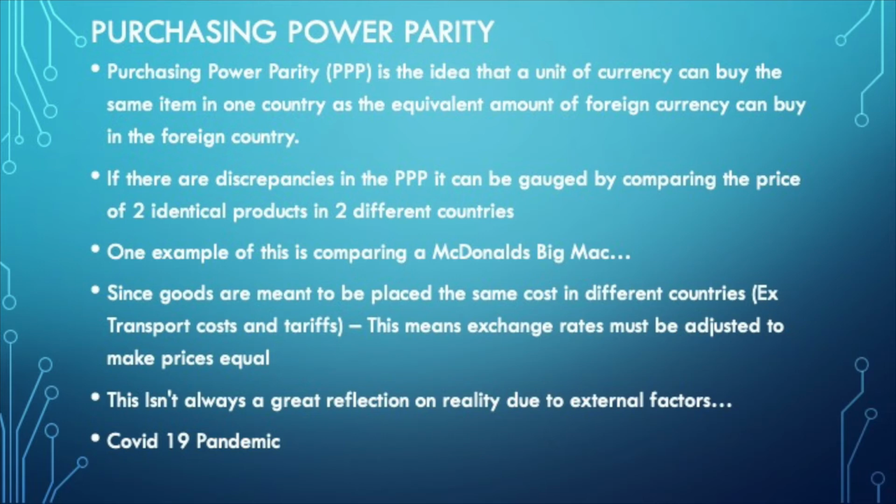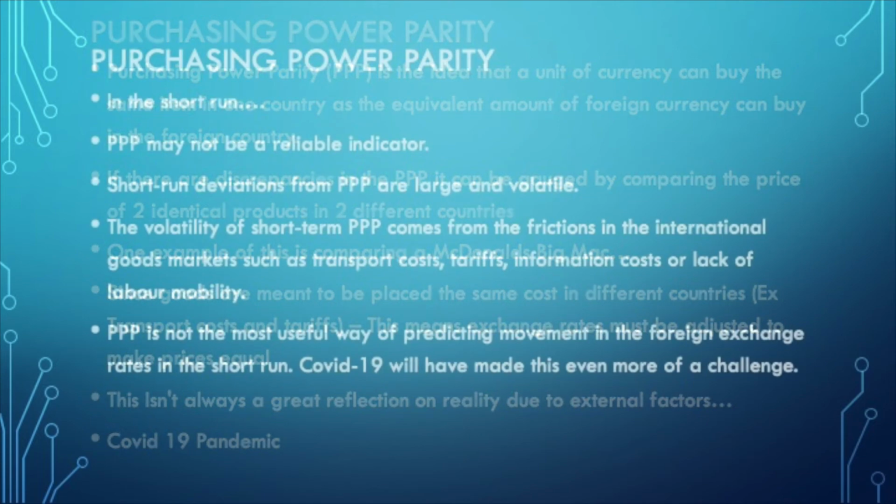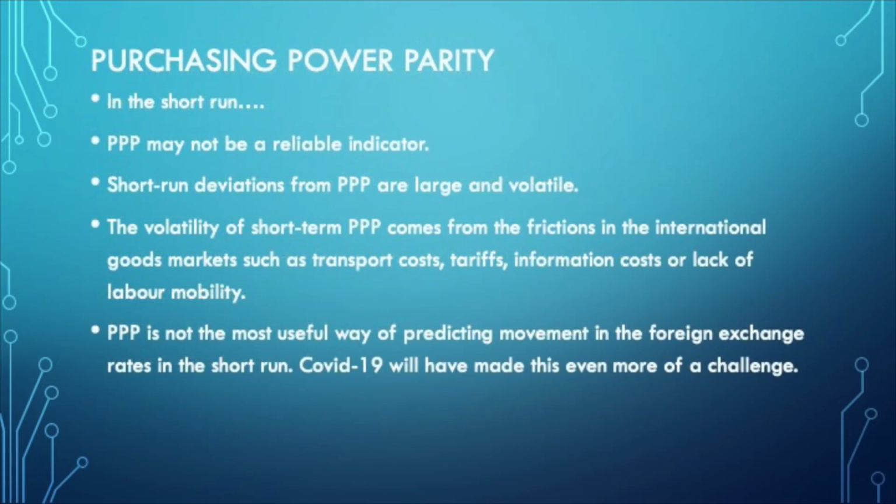However, this isn't a great reflection on reality. In the short run, PPP might not be a reliable indicator. Short-run deviations from PPP are large and volatile. The volatility of short-term PPP comes from the frictions in international goods markets such as transport costs, tariffs, information costs, or lack of labour mobility.